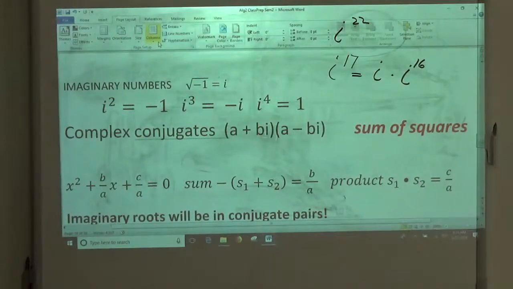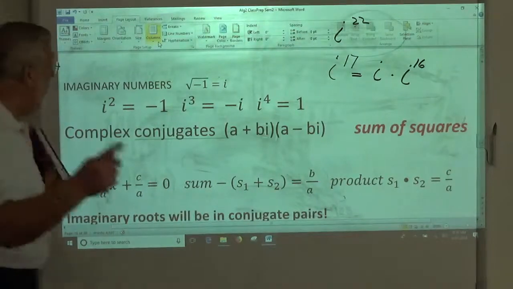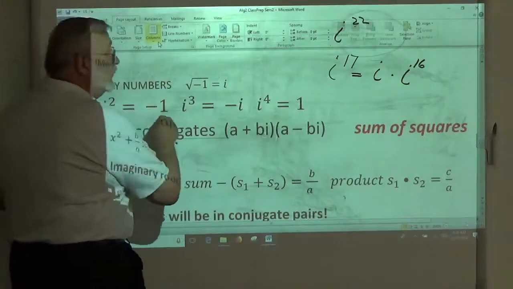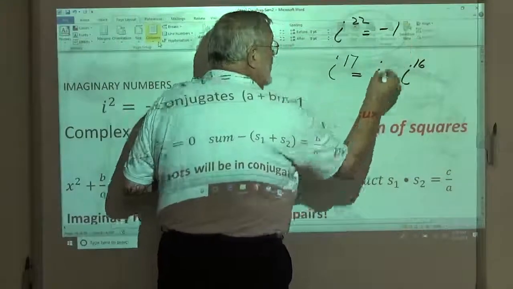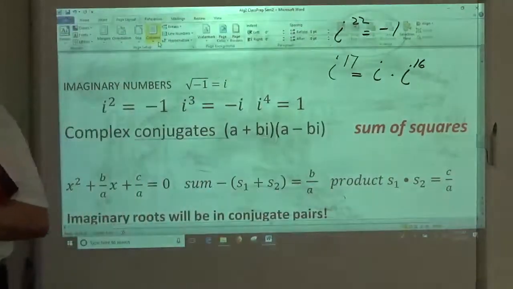Divided by 4, what's the remainder? How many times is 4 going into 22? 5 times. 5 times 4 is 20. What's left? 2. i squared is negative 1. So that makes this equal negative 1, because it's i squared.